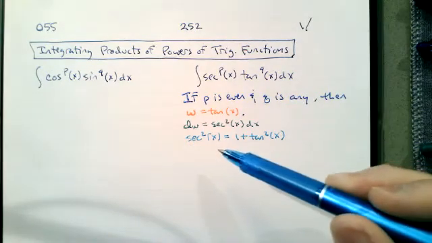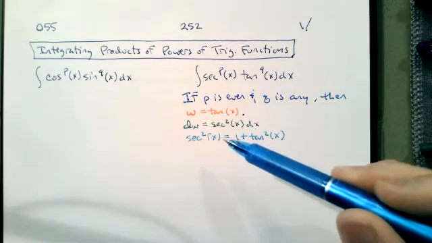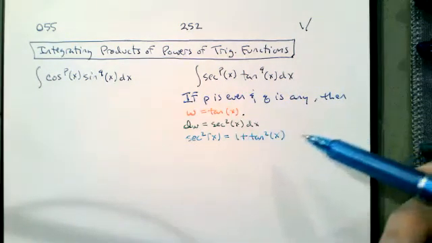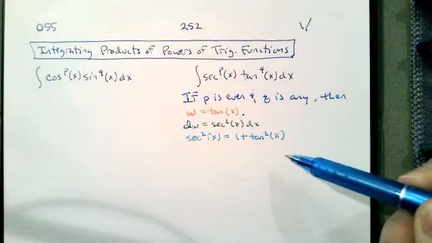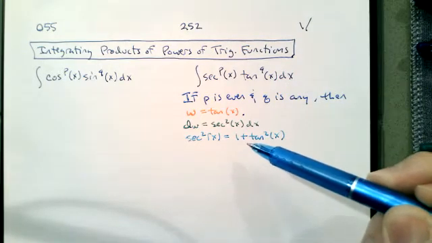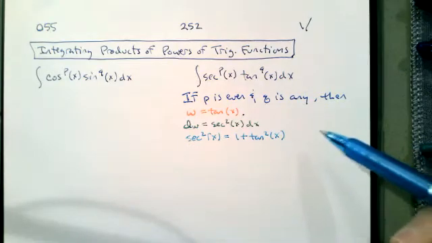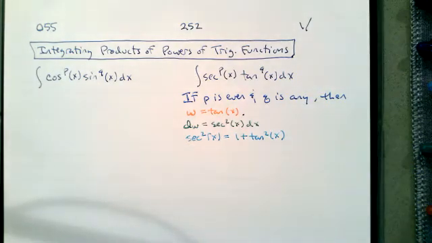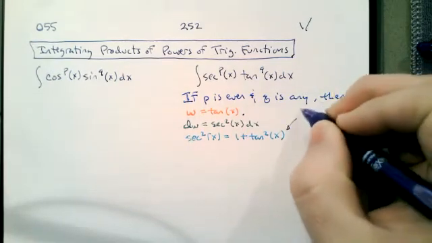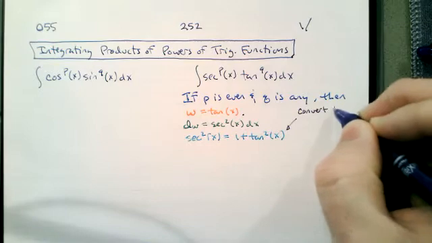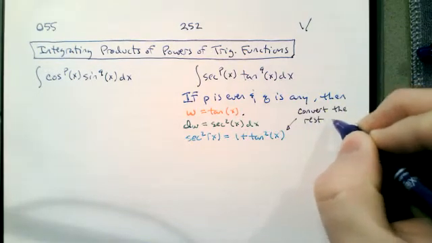Because if I want to convert a secant to the third of x, I would have the square root of 1 plus tangent squared, and that would be a secant to the first. I don't want a secant to the third of x to have 1 plus tangent squared x all to the 3/2 power. We're introducing radicals. Radicals introduce complications. Trigonometric substitution is supposed to get us out of those kinds of situations. So the rest convert in pairs.